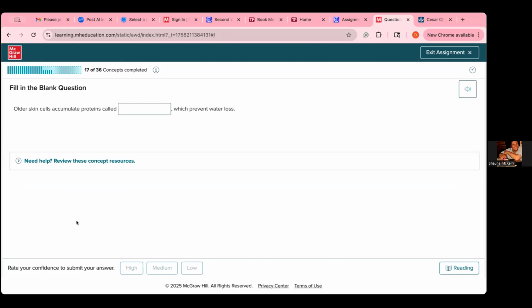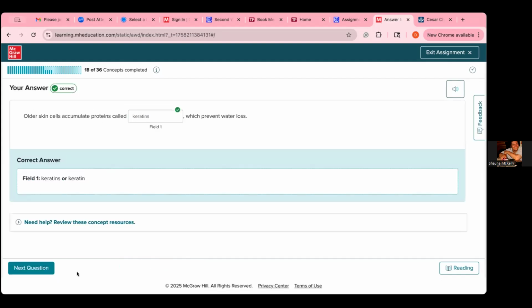Okay, let's see. Older skin cells accumulate proteins called keratins, K-E-R-A-T-I-N-S, keratins. Go ahead. Nice.